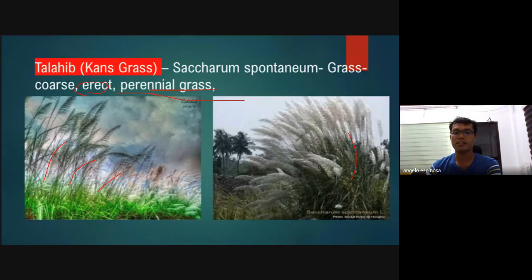Okay, it's perennial grass. Actually, madalang lang yung mga ganitong type na grasses. Kung mayroong ganito, cane grass, siguro naubos na ng mga designer, kasi binibili ito ng mga designer. Kasi maganda itong gamitin sa pag-design, kasi it's like a classic type of design. Ayan. So talahib is also known as cane grass.